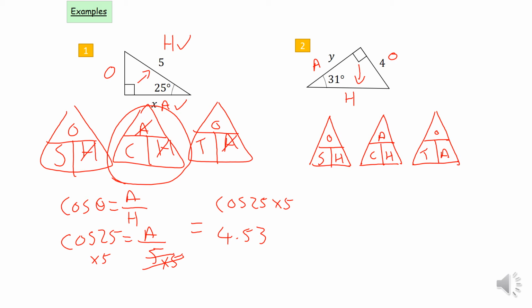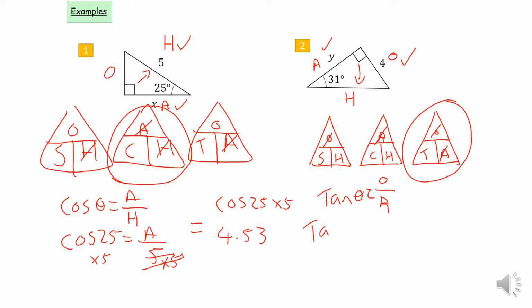So as you can see, we've been given the O, the opposite, and we are calculating the adjacent. So anywhere I see O and A, I will cross it off, and we will be using the tan function. So tan theta equals opposite over adjacent.